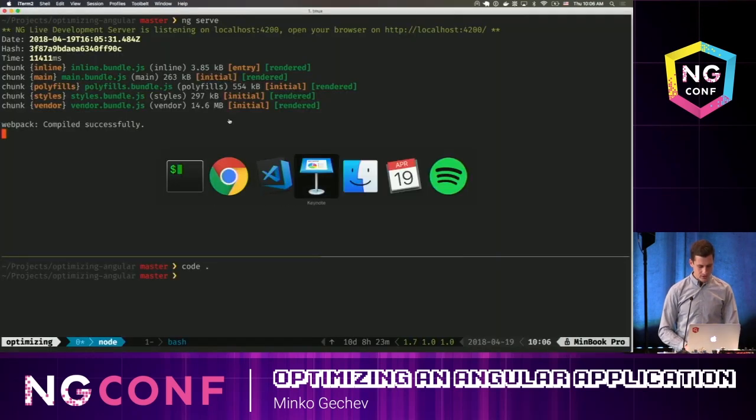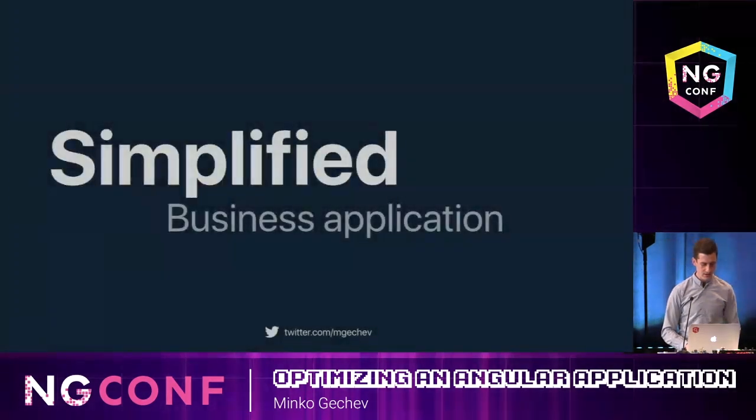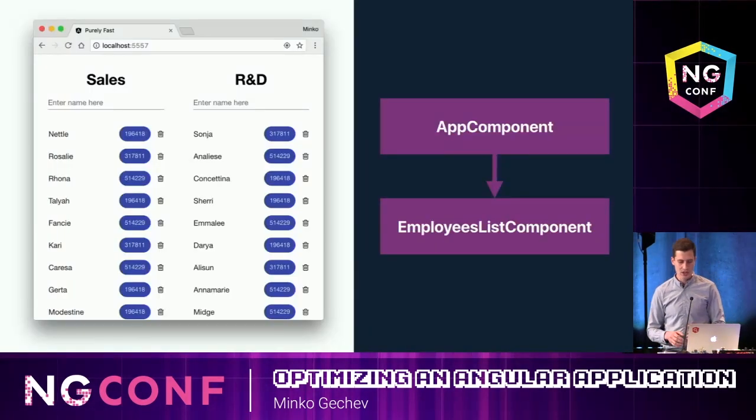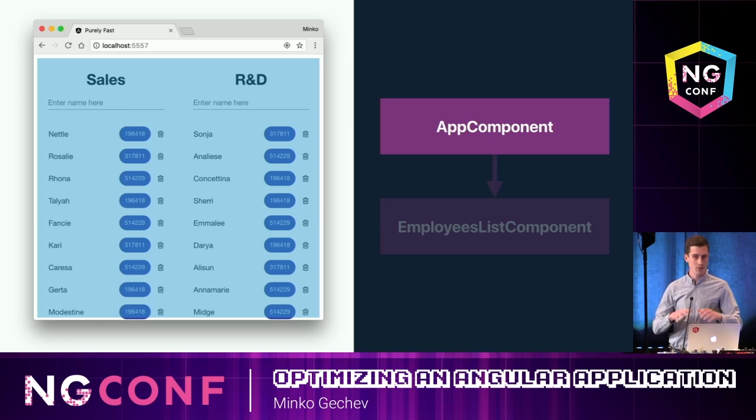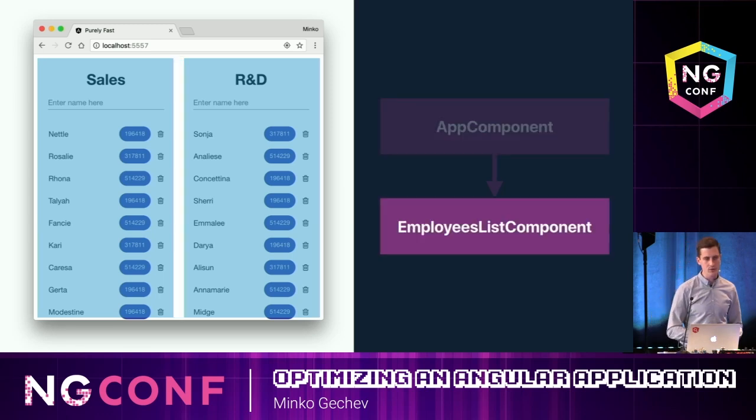So statically, the application structure looks as follows. We have our app here, and it is built with two components, the app component and the employee list component. The app component wraps the entire application, and it also holds some additional pieces of logic. The employee list component wraps the individual department in our organization. So it can wrap the sales department or the R&D department.